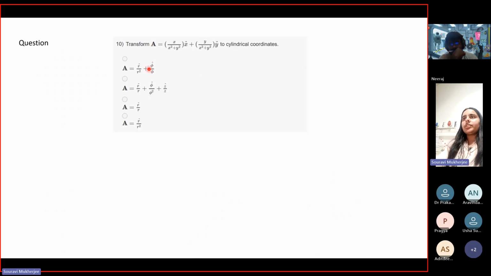Now again, there can be questions like this. This is similar to what we had discussed, right? Here again you have a vector in x cap, y cap, so that means it's in the rectangular coordinate system. We have to change to the cylindrical coordinate system. So how do we do it? Can you try solving it? Basically, you have x, y, right?